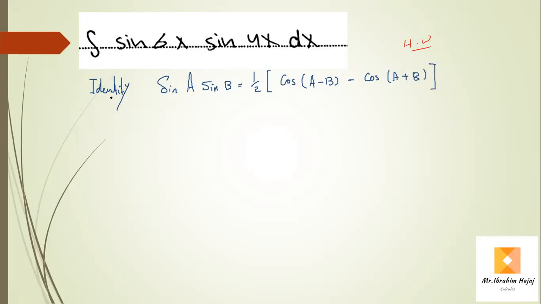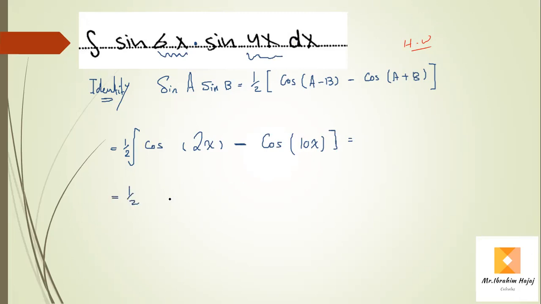So this is the identity you have to use when you have the product of sines. Our answer will be the integral of 1/2 outside, and write here cosine the difference, the difference between 6x and 4x, which is 2x, minus cosine the sum, 10x. You apply this identity in this question and then integrate.